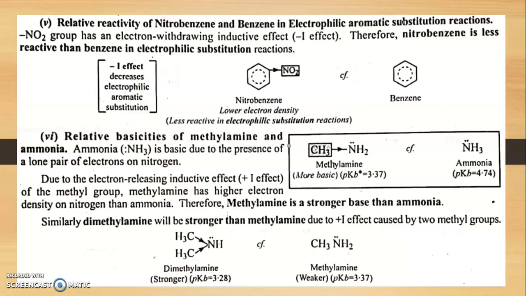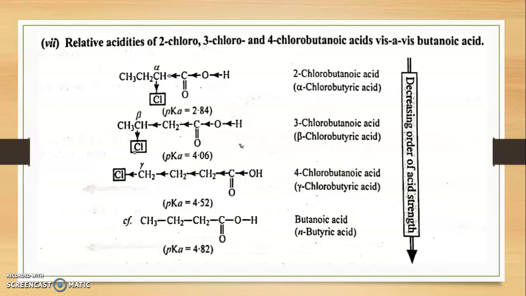And similarly, dimethylamine will be stronger than methylamine due to the plus I effect caused by the two methyl groups. It can be shown by the pKb values. And then the acidity of 2-chloro, 3-chloro and 4-chloro butanoic acid versus the butanoic acid.